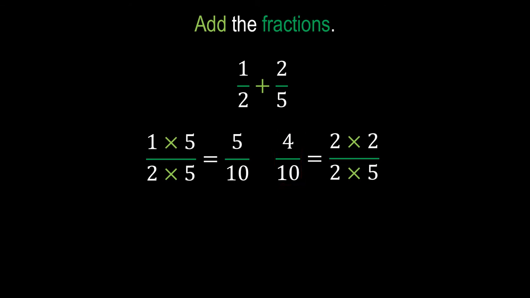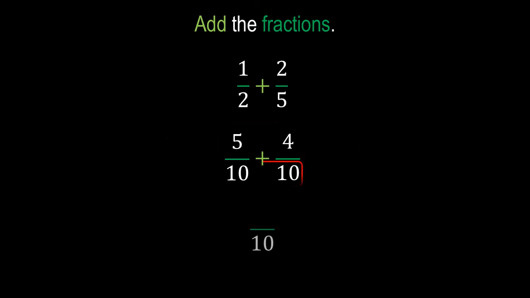So 1/2 plus 2/5 is the same thing as 5/10 plus 4/10. Now these two fractions have the same denominator, keeping the denominator as the sum and adding numerator to get the final answer 9/10. So 1/2 plus 2/5 equals 9/10.